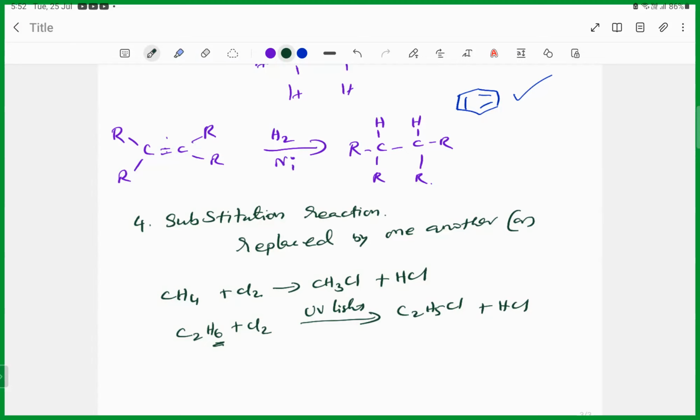Next, we are going to see about some important carbon compounds. So what are the important carbon compounds now? Today we will see about the ethanol, ethanoic acid. Okay, first ethanol.